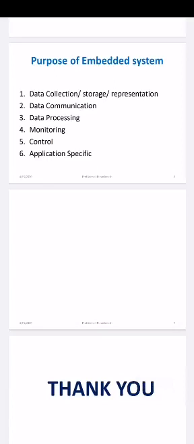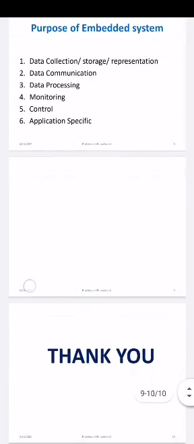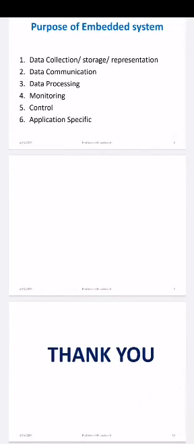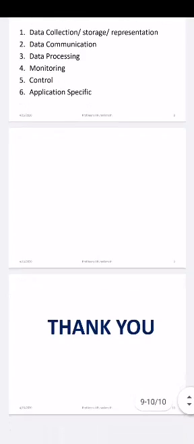Next comes controlling, where we need to control, for example, an air conditioner to control the temperature of the room. Here we have sensors and actuators. Sensors are connected to the input part of the system, and actuators are connected to the output port of the system. Then comes application specific, and mobile phones are application specific embedded systems. Others you can list out for the purposes.